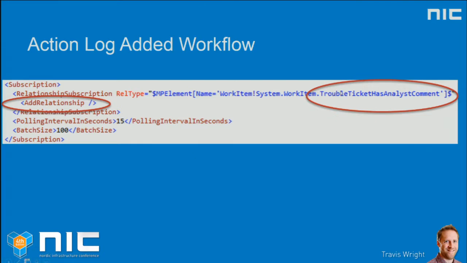So a subscription workflow criteria looks like this. You specify the relationship type that you want to subscribe to, and whether you're looking for an add or a remove relationship. In this case, we're looking for an add.